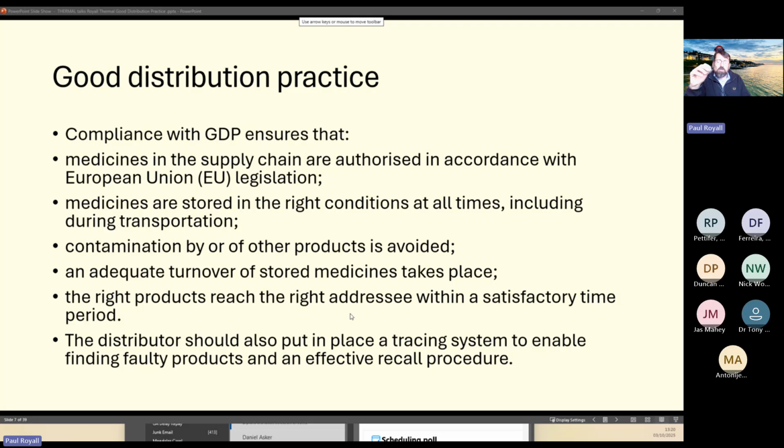These are things with poor solubility, and if we lower the temperature, we may get precipitation. We've got to make sure we get no contamination. We've got to make sure that we have good turnover with the stored medicines, and we need to make sure things are labelled properly so we don't get any confusion there.